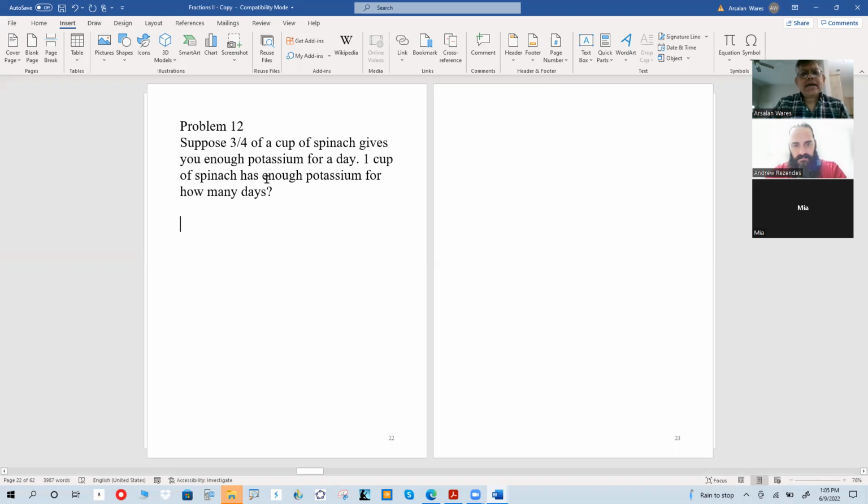So I'm just going to say, I only see 1 fraction here, 3/4. So I'm going to say this is my cup. 1 cup, okay? You have to be careful. It's not your 1 day.